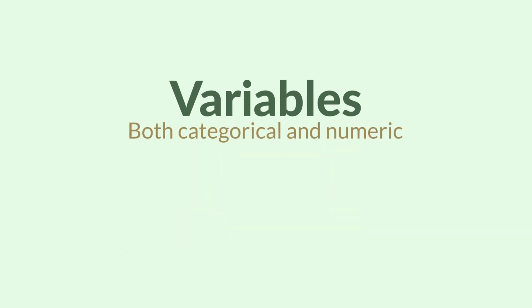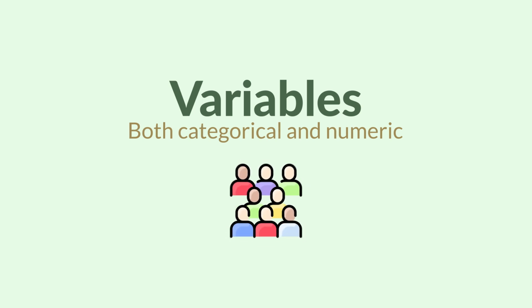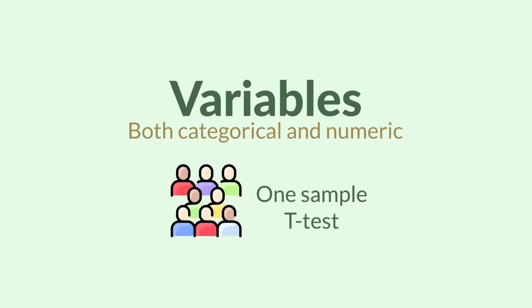If you have both categorical and numeric variables in your dataset, you have a couple of options. If you're looking to test for only one group against an already known dataset, you need to go for the one sample t-test. This could be like comparing the mean height of people in your locality with the mean height of the population of the country.